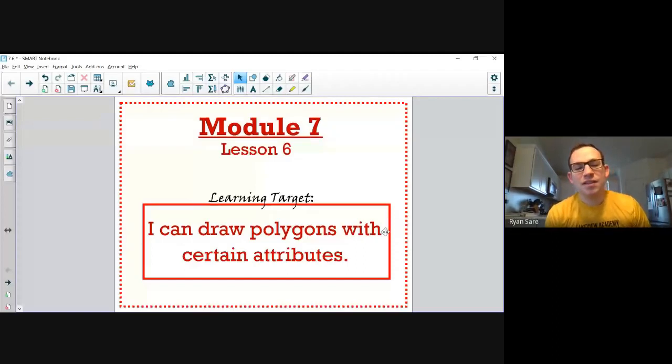So Module 7, Lesson 6, our target is to be able to draw polygons with certain attributes. And like we talked about before, a polygon is a closed shape that has many sides. And attributes or characteristics are things that that shape has. So when we talk about how many sides, that's an attribute. Or if we talk about what do the angles look like, that's an attribute.